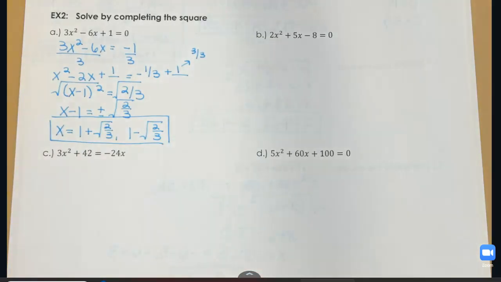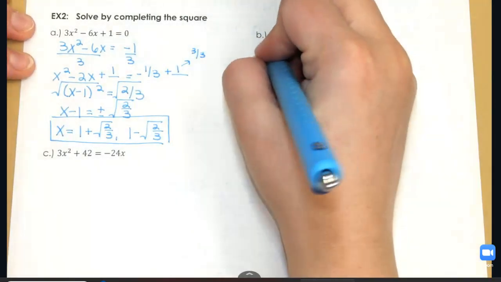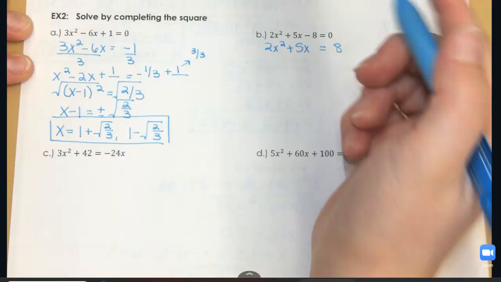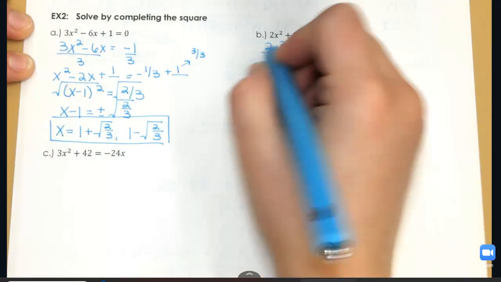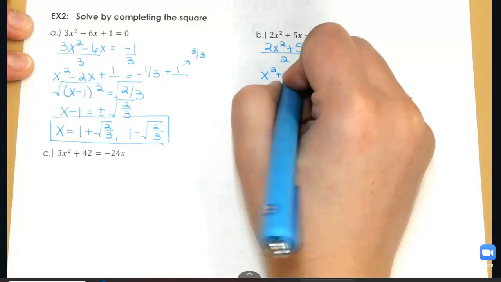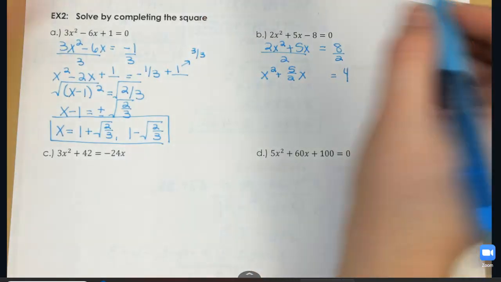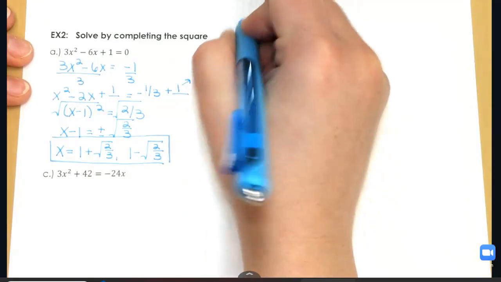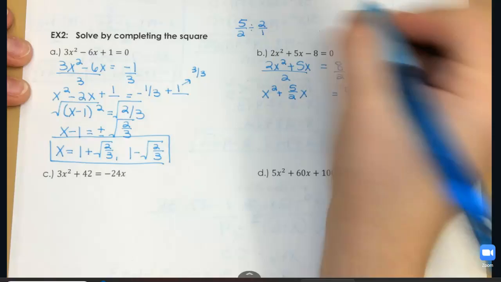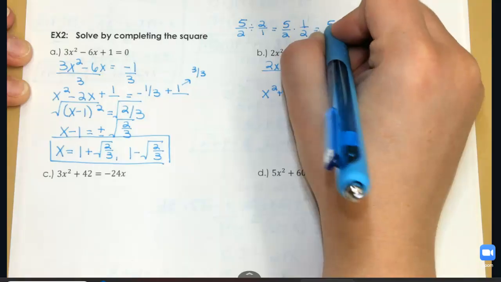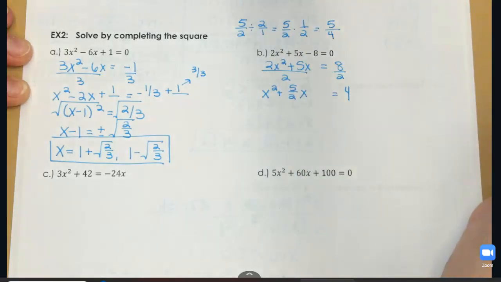Okay, moving on to b, we are going to be following those same steps. First, I need to add 8 to the other side. And now I need to divide everything by a, which is 2. So I'm going to have x squared plus 5 over 2x equals 4. Now I do have a fraction here, but that's nothing to freak out about. Half of 5 over 2, if I am dividing that by 2, recall that that's like dividing by 2 over 1. And if I'm going to divide fractions, we would keep, change, flip. So this is 5 over 4 is half of my middle term.